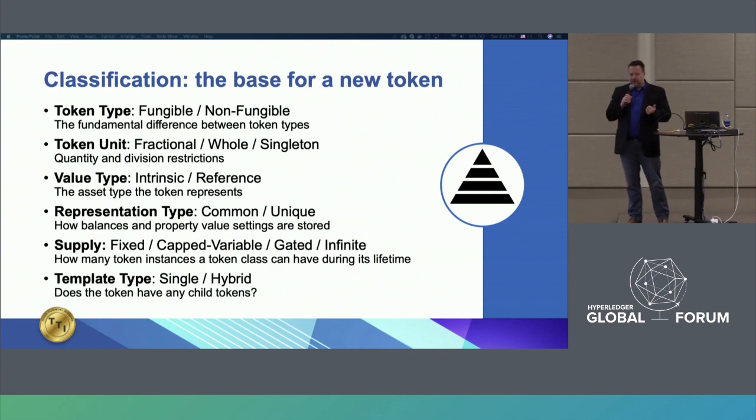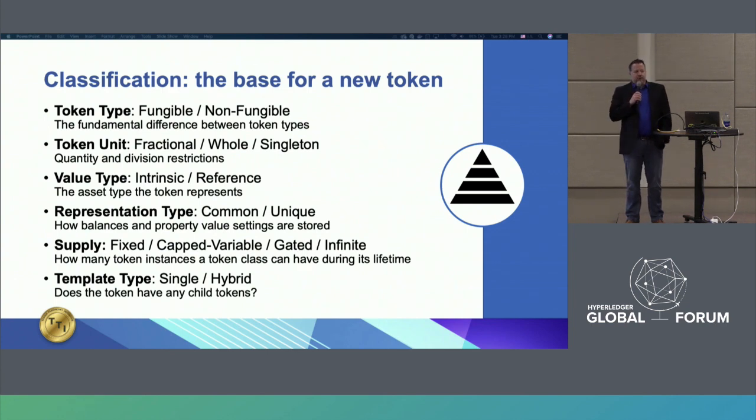Value types, intrinsic, meaning that the token has value on its own, or reference. So intrinsic are like cryptocurrencies, and then a reference is like a stable coin. So it actually references value somewhere else. The token itself doesn't represent the actual value.